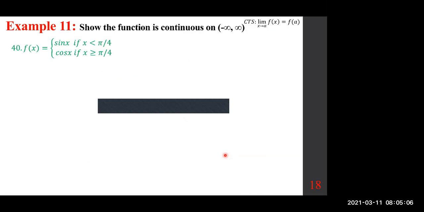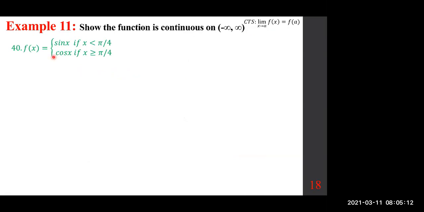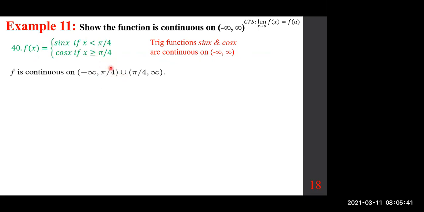Sometimes it does. Show the function is continuous from negative to positive infinity. When that happens, you're dealing with a piecewise defined function. The top one is a trigonometric function, and so is the bottom one. Both of them are sinusoidal functions, and as you know, sine and cosine are both continuous from negative to positive infinity. With that being the case, this function is continuous everywhere, but possibly at the endpoint, namely pi over 4. We have to check pi over 4.